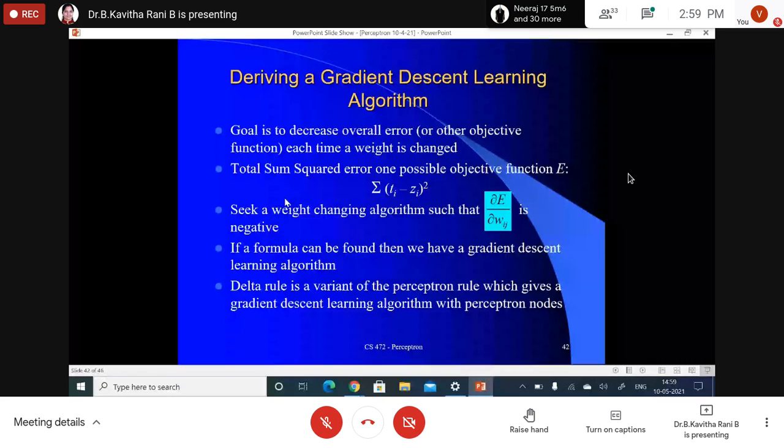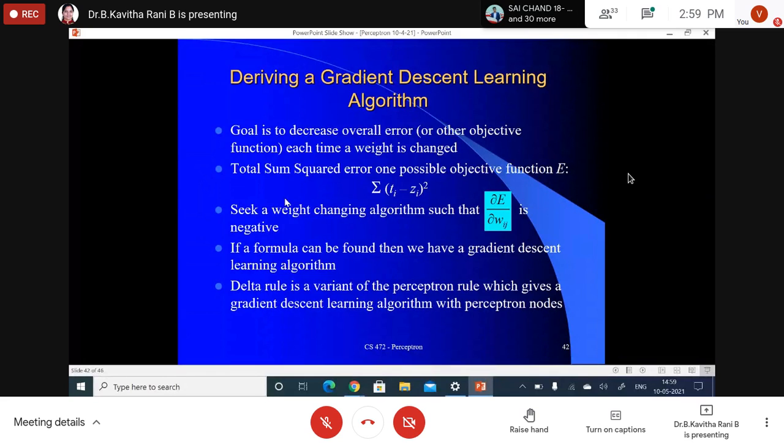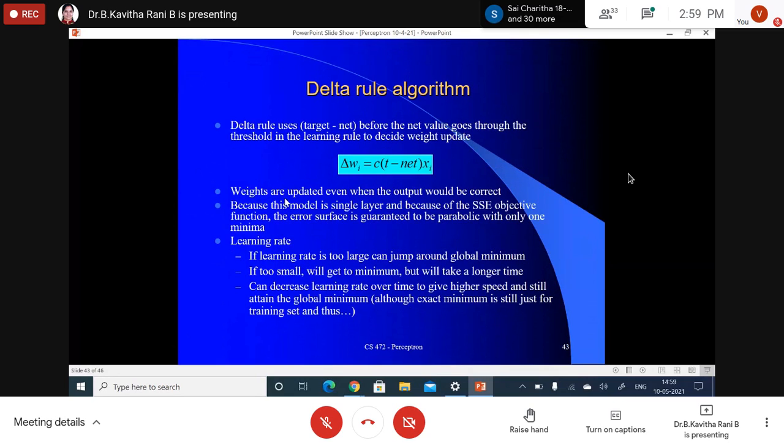Take a weight change algorithm such that the derivative of E with respect to weight is negative, where E is the error rate and W is the weight. If a formula can be found, then we have a gradient descent learning algorithm. That is nothing but the delta rule, which is the variant of the perceptron rule that gives a gradient descent learning algorithm with perceptron rules. So delta Wi is used to decrease the error rate here.